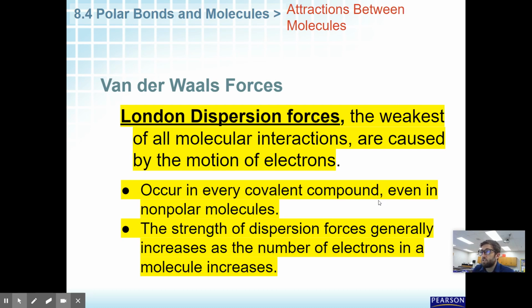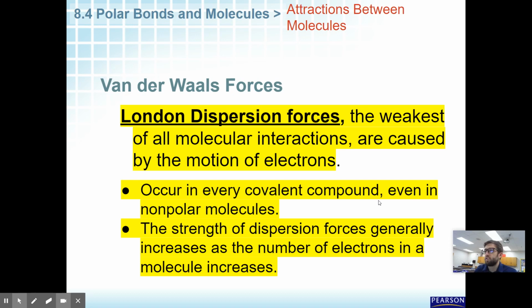The second type is London dispersion forces, which are the weakest of these interactions by far. They're caused by the instantaneous motion of electrons. At a given moment, something could line up just right to give a little attraction, essentially. These are in every covalent compound. That means they're in nonpolar molecules, and they're also in polar molecules as well.